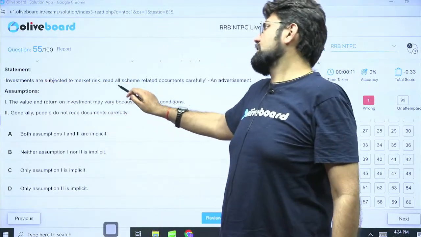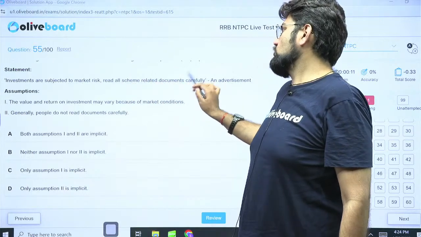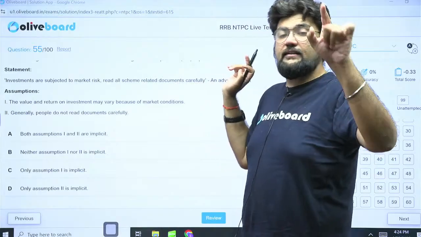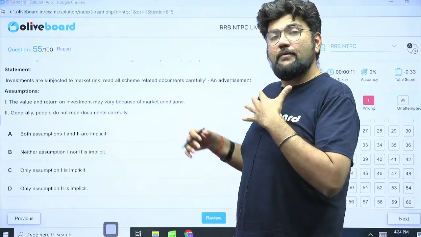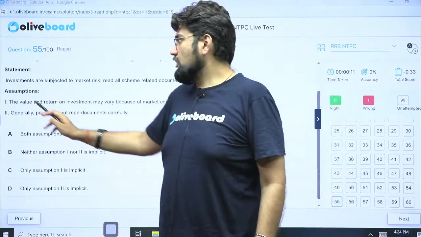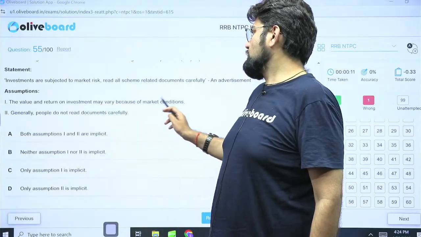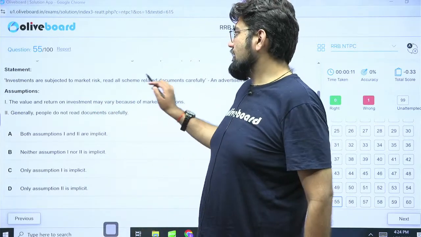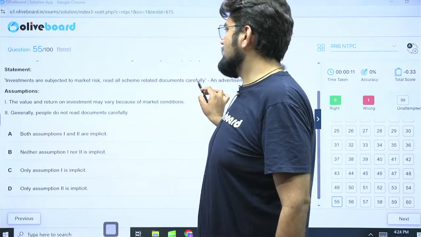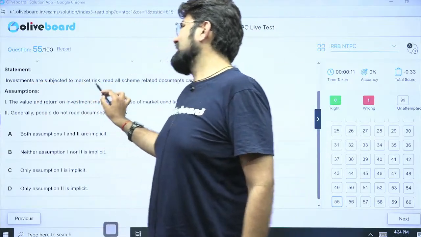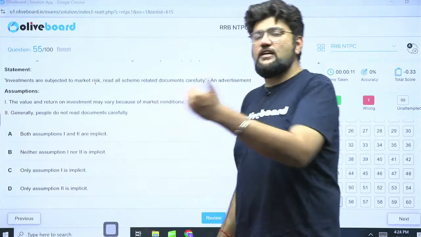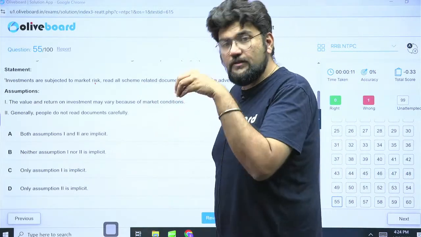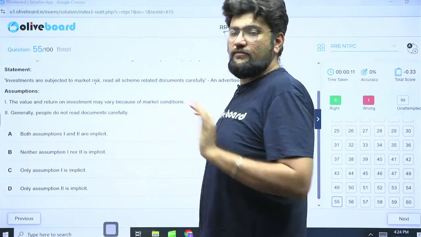Investments are subject to market risk. Read all scheme related documents carefully. I am writing this, so what am I thinking that my reader will understand something from it? So I am assuming something. What are those assumptions? The value and return on investment may vary because of market conditions. Am I assuming this? Of course. That is why I am asking you that you should read all the scheme related documents carefully, because investments are subject to market risk. That means your value is going to change as per the market. So if today it is being promised at something, don't assume it to be the only possible rate. It might fluctuate in future.